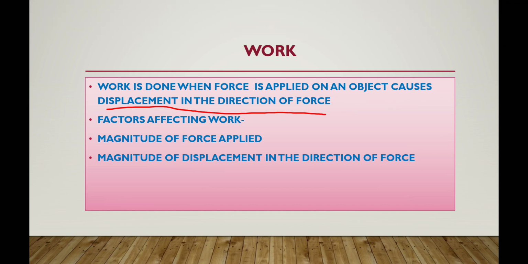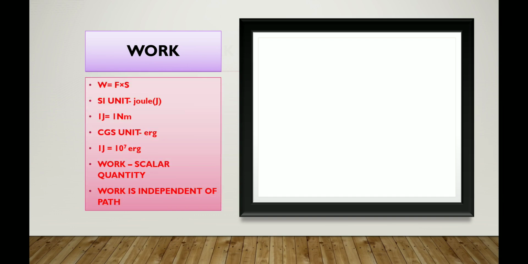The factors that affect work are the magnitude of force. That means the more the force applied, more is the work done. And the second factor is the magnitude of displacement. The more the displacement, again more is the work done. And hence the formula for work when force is constant is given over here.